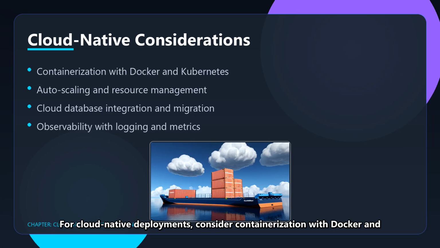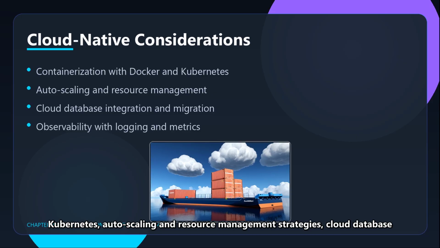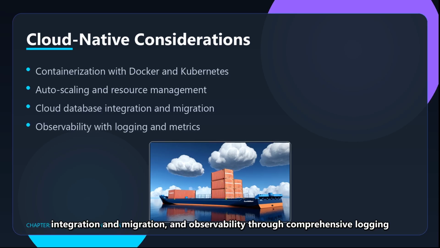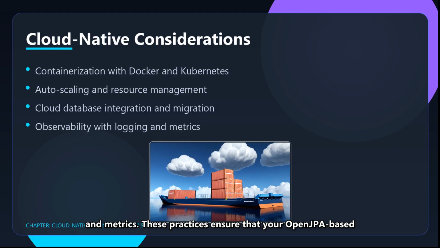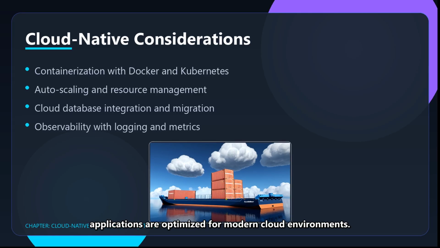For cloud-native deployments, consider containerization with Docker and Kubernetes, auto-scaling and resource management strategies, cloud database integration and migration, and observability through comprehensive logging and metrics. These practices ensure that your OpenJPA-based applications are optimized for modern cloud environments.